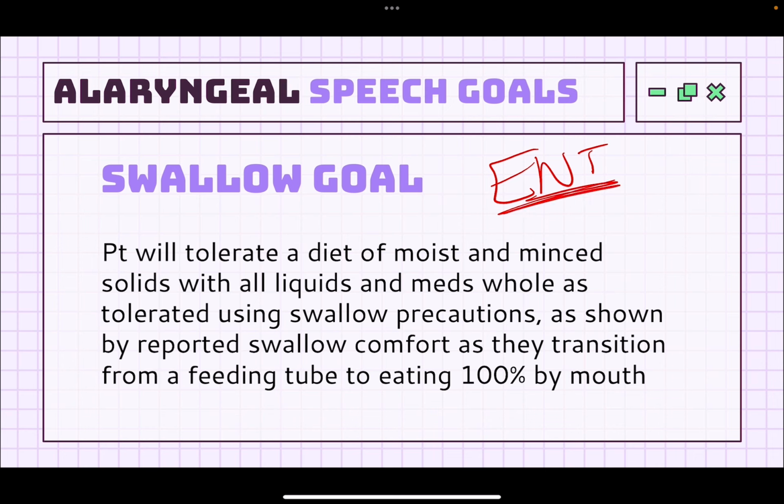But we want to have the patient tolerate different types of diet, right? The whole purpose of this is so that they're able to transition from tube feeding to eating 100% by mouth. We don't want them to have to eat totally by that tube feeding. Many people talk about the importance of being able to eat out with their families, and so this is going to be really important.